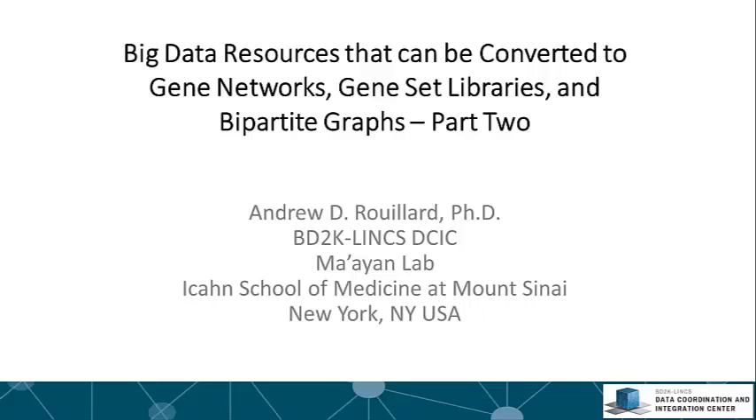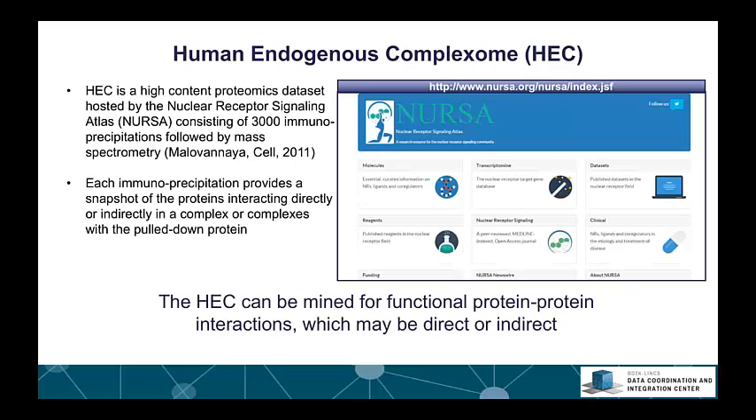In this lecture, I will introduce several more datasets that we processed and converted to gene set libraries, gene-gene networks, attribute tables, and bipartite graphs. The human endogenous complexome dataset reports proteins identified by mass spectrometry that were recovered from 3,000 immunoprecipitations. Each immunoprecipitation provides a snapshot of the proteins that participate in one or more complexes with the protein that was targeted in the immunoprecipitation. This dataset is useful for learning physical interactions, which could be direct or indirect, among proteins.